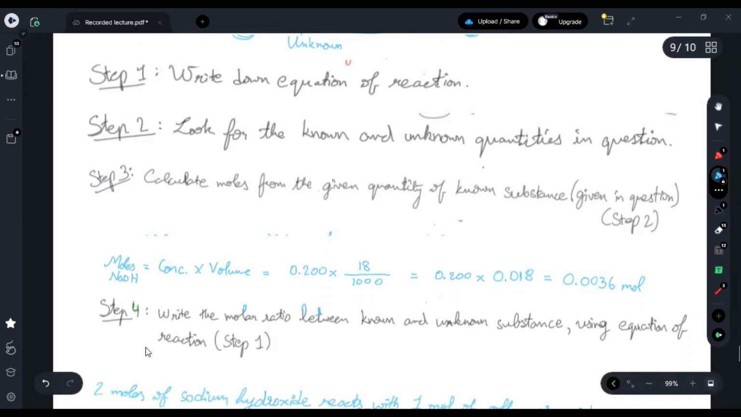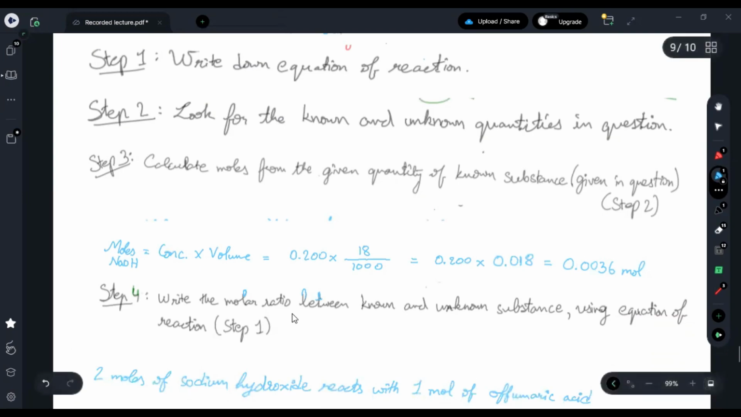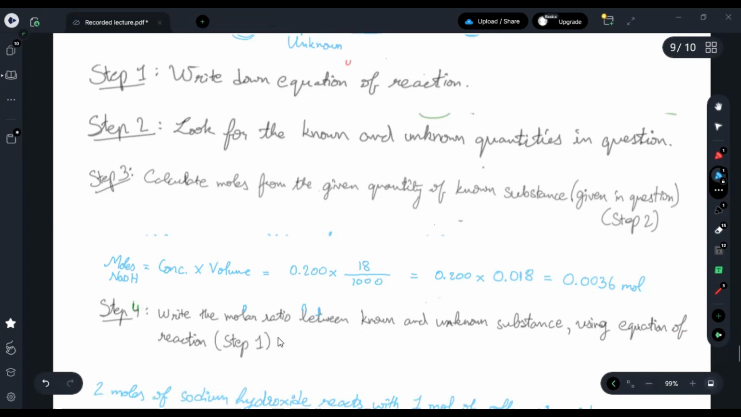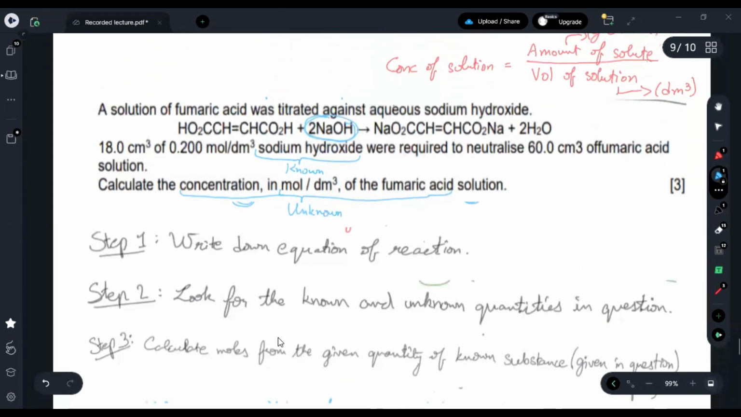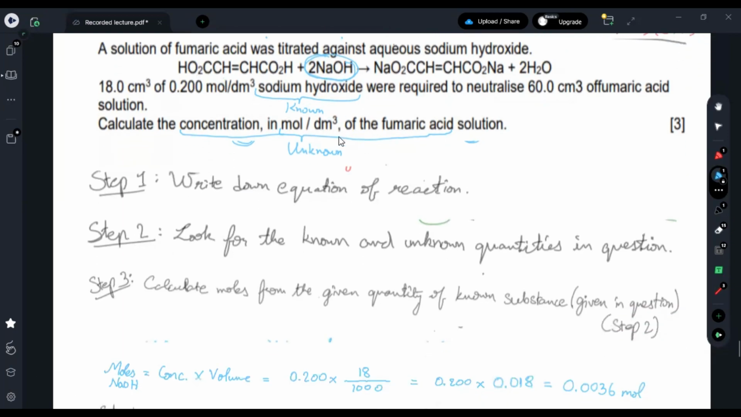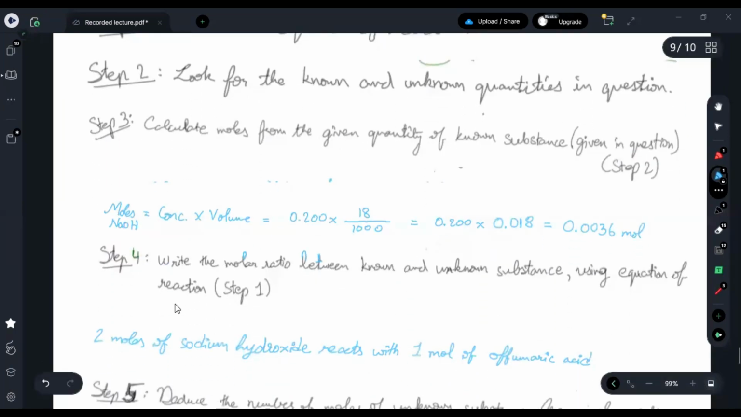Now moving on to step number four, where we have to write the molar ratio between the known and unknown substance using the equation. Moving on to the equation, you can see that 1 mole of fumaric acid is combining with 2 moles of sodium hydroxide. So we write this in statement form to make it easier for us, that 2 moles of sodium hydroxide are reacting with 1 mole of fumaric acid.